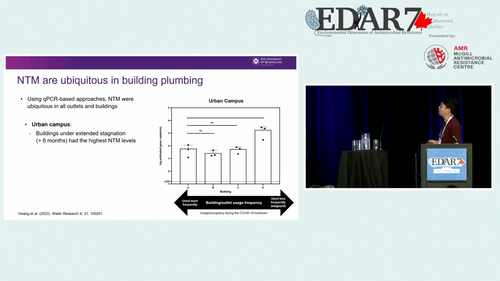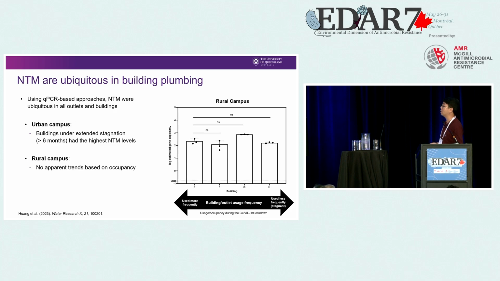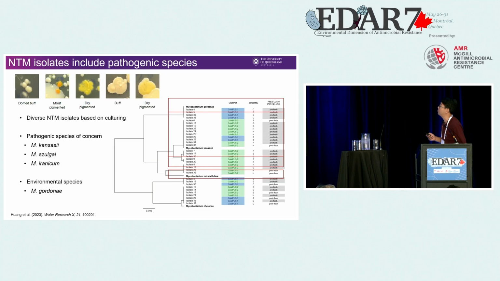Based on qPCR, NTM can be very frequently detected in such stagnated water. More importantly, this is building D with very long water stagnation. You can see it harbors the highest NTM abundance compared to the other buildings. But this trend was not observed in the rural catchment buildings, because in the rural catchment, free chlorine is almost at a very low level. So they have very high NTM as a baseline already. Even with longer water stagnation, it didn't increase further. We also detected Legionella and Pseudomonas in this building environment.